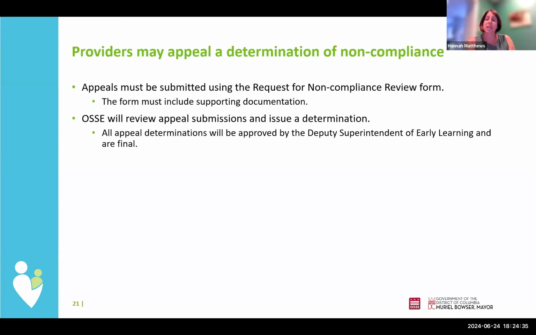Providers who are found to be non-compliant may appeal a determination. Appeals must be submitted using the Request for Non-Compliance review form. The form must include supporting documentation that justifies the appeal. OSSI will review all appeal submissions and issue a determination. All appeal determinations will be approved by the Deputy Superintendent of Early Learning and are final.